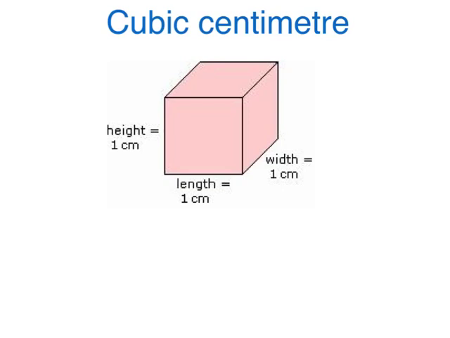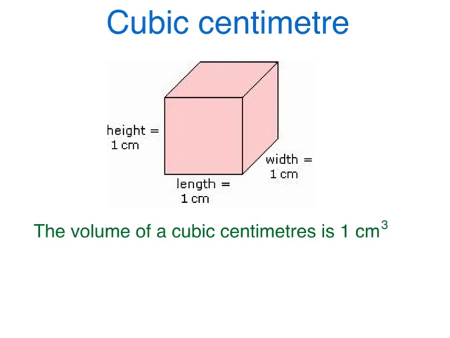So here we have a cubic centimeter, which is simply a small cube, which is a type of rectangular prism, where the length is 1 centimeter, the width is 1 centimeter, and the height is also 1 centimeter. So the volume of a cubic centimeter is 1 centimeter cubed. In area we use the little 2, because we multiplied two dimensions, length and width. In volume we use a little 3 because there are three dimensions, length, width, and now height.